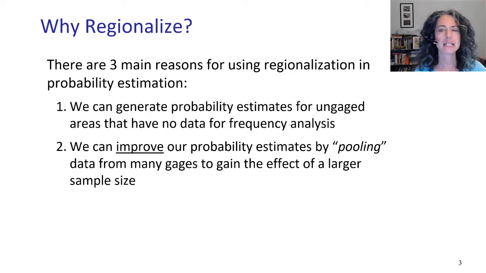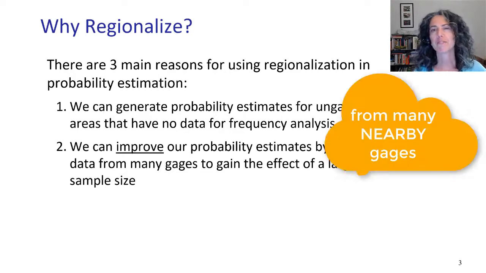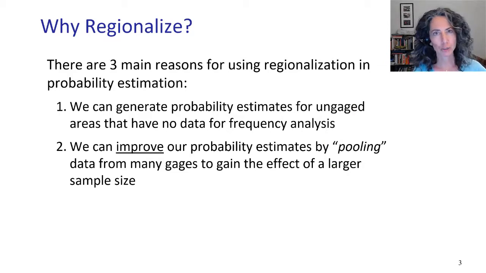A second reason is that we can improve our probability estimates for a site for which we do have data by pooling data from many gauges to get the effect of a larger sample size. So here, let's think back to Monday in the introductory lecture. In the work together demo, we all estimated the probability of rolling a 4 on a 6-sided die by rolling a die 12 times, or perhaps by using a die rolling website 12 times. But either way, we each got the equivalent of 12 rolls of a 6-sided die to estimate the probability of rolling a 4. And except in some lucky coincidences, we all got pretty bad estimates of probability.